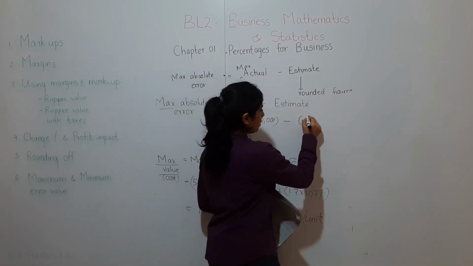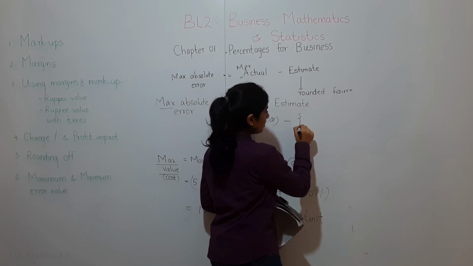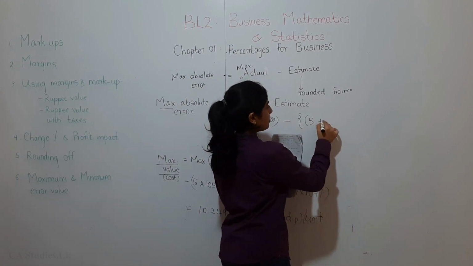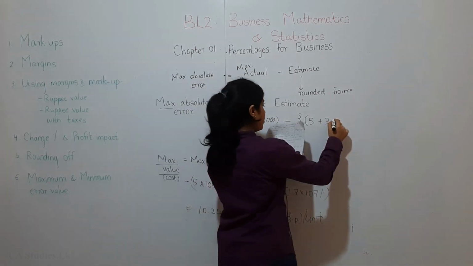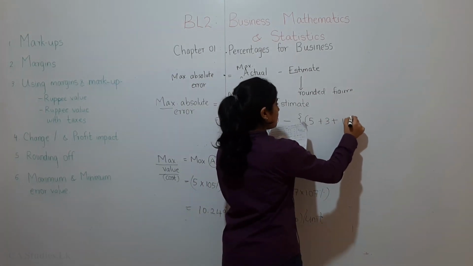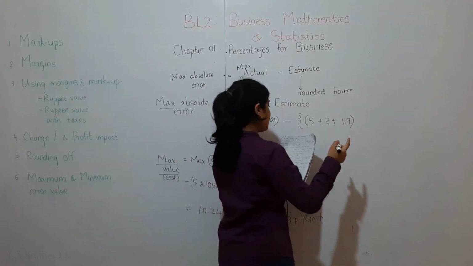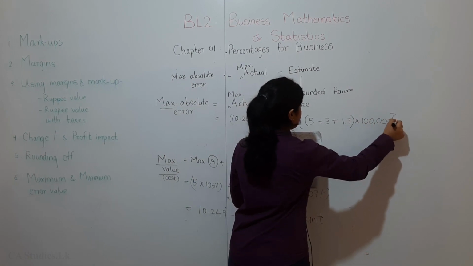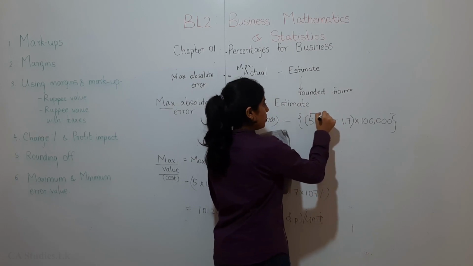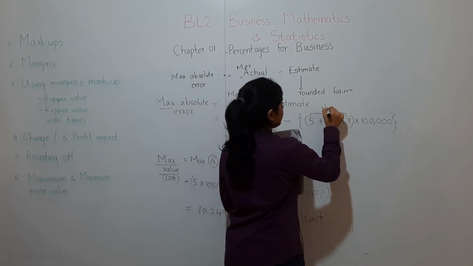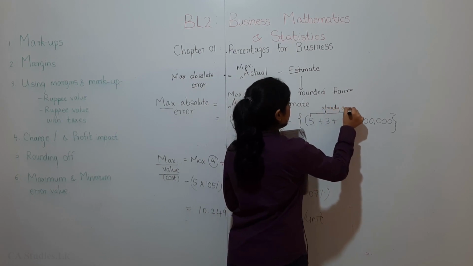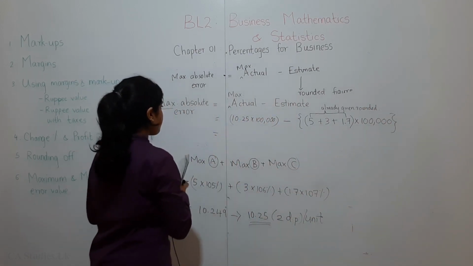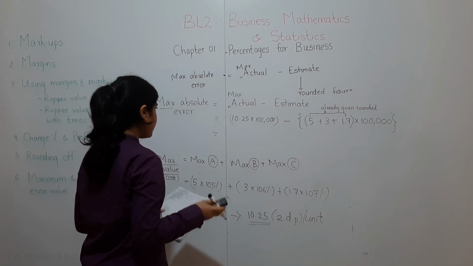You have to add how, let's change the bracket, so it will be 5, direct material was 5 rupees per unit, direct labor 3 rupees per unit, and direct overhead 1.7 rupees per unit. That multiplied by 100,000 units. These are the rounded figures, no? These are the already given rounded figures. Okay, so it's 10.25. So multiply and see what's the error.